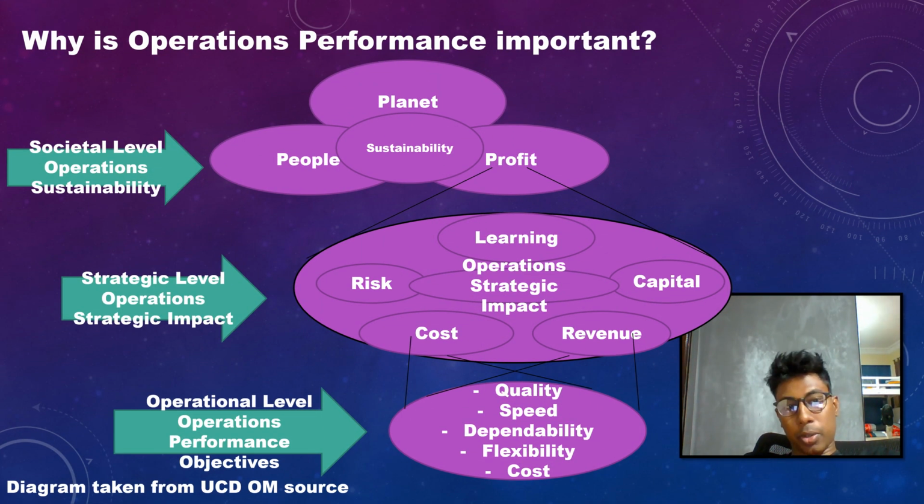So right now, we are going to talk about why operation performance is important. Firstly, we have the societal level, which has planet, people, sustainability, and profit. For planet, it's basically environmental variables relating to natural resources, water and air quality, energy conservation, and land use. And for people, it's social variables dealing with community, education, equity, social resources, health, well-being, and quality of life.